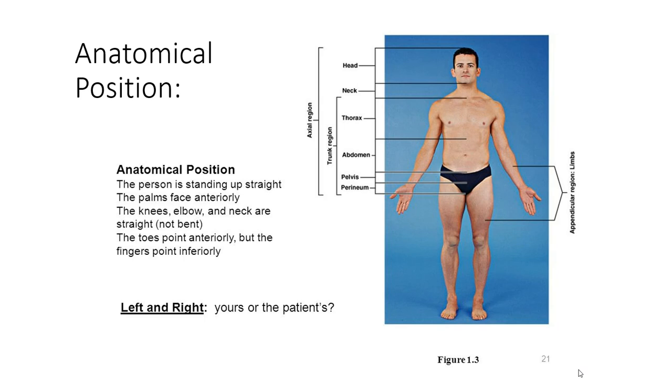So the anatomical position is the position of the body when it's laying on the table for examination. Always refer to the anatomical position when you're identifying an item in the region or the surface anatomy of a body.